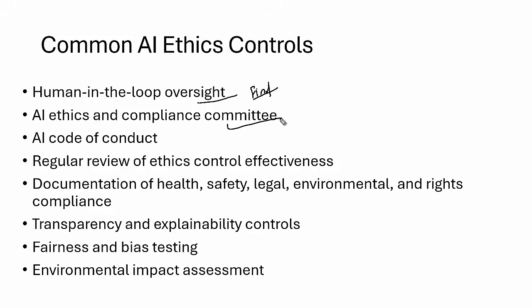Second is called the AI Ethics and Compliance Committee. It means a group that reviews whether AI is being used responsibly. It includes security, legal, and all that. So before launching any AI hiring tool, the committee should check the bias, privacy, and all that. Third, AI code of conduct. This defines what is allowed and what is not. So an employee should not paste customer personal data into a public AI tool. Next is a review of ethics control effectiveness. So controls should not exist only on paper. They must be tested and reviewed. So if a company has a bias testing process, it should check regularly whether it is actually working or not.